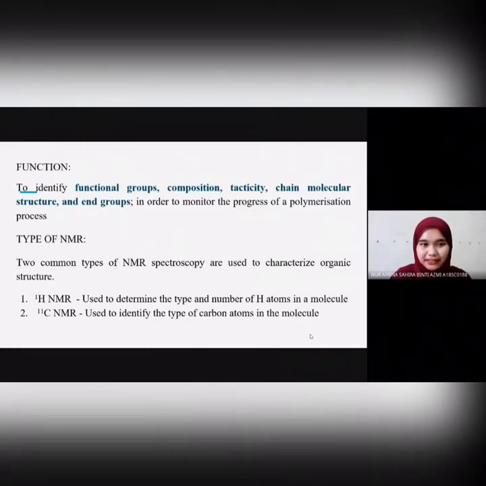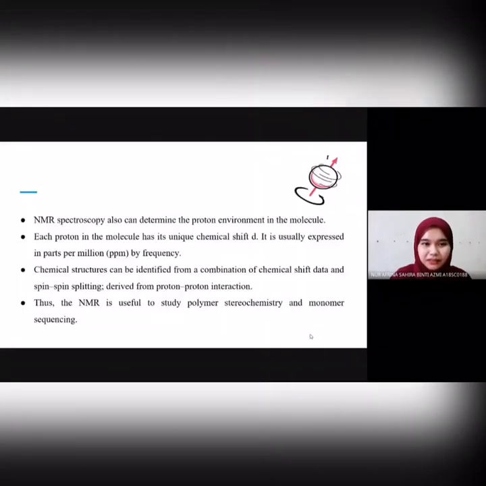of the polymerization process. There are two common types of NMR spectroscopy used to characterize organic structures, such as hydrogen-1 NMR, used to determine the type and number of hydrogen atoms in a molecule, and carbon-13 NMR, used to identify the type of carbon atoms in the molecule. NMR spectroscopy also can determine the proton environment in the molecule.